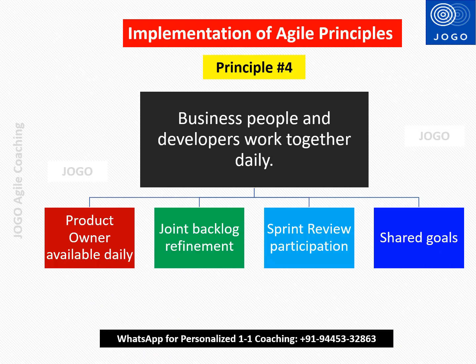And we need to have the shared product goal, product roadmap, delivery roadmap, and also the goals for the team members should be aligned. By doing these things, we can demonstrate and implement the fourth agile principle at work.